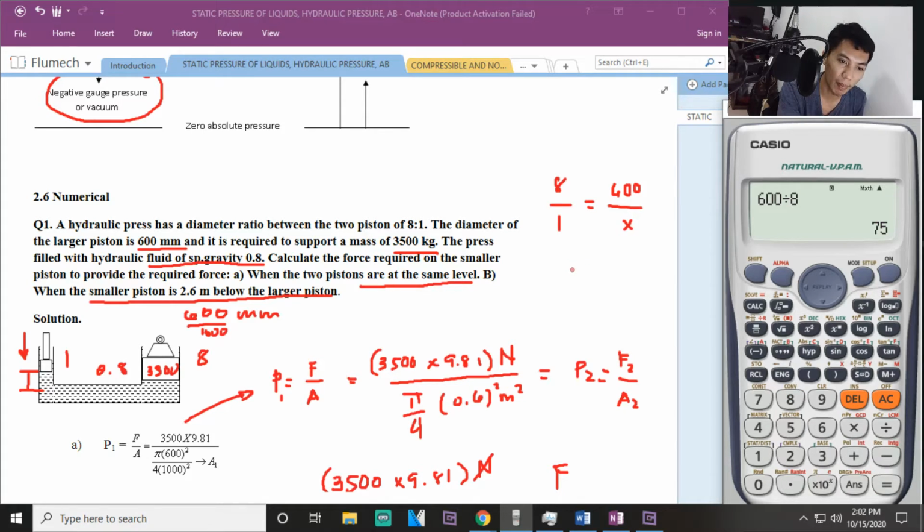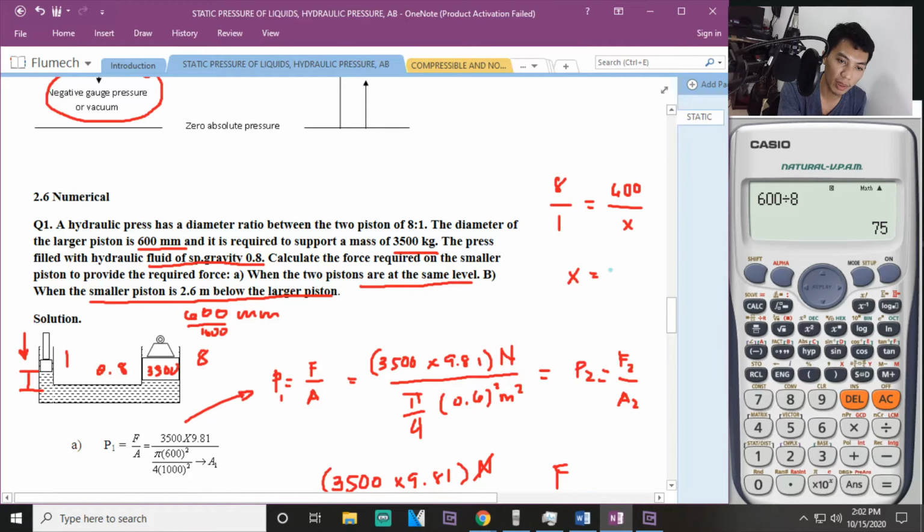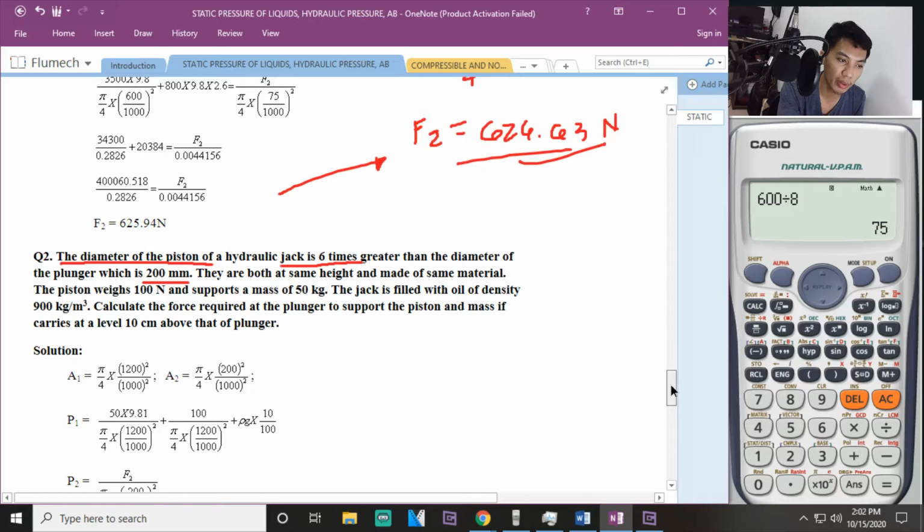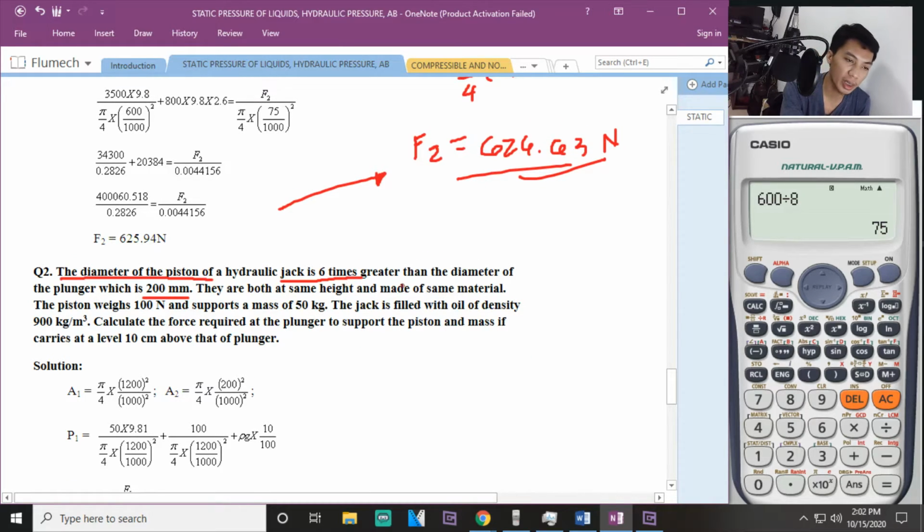75. X will be 75. So, the jack is 6 times greater than the diameter of the plunger. Ibig sabihin, the hydraulic jack has a diameter na 6 times yung 200, equal to 1,200 millimeters.